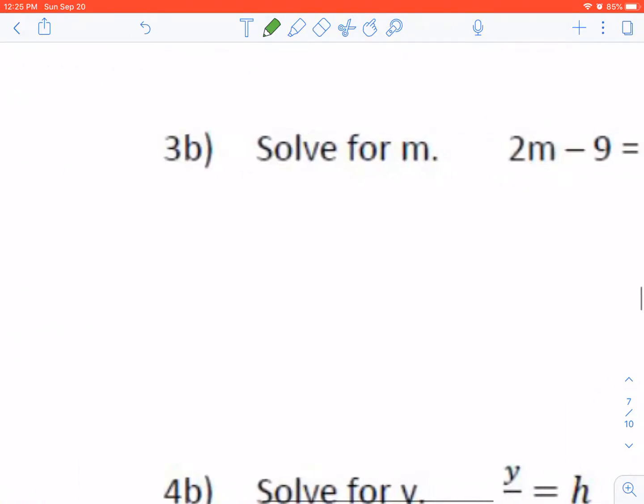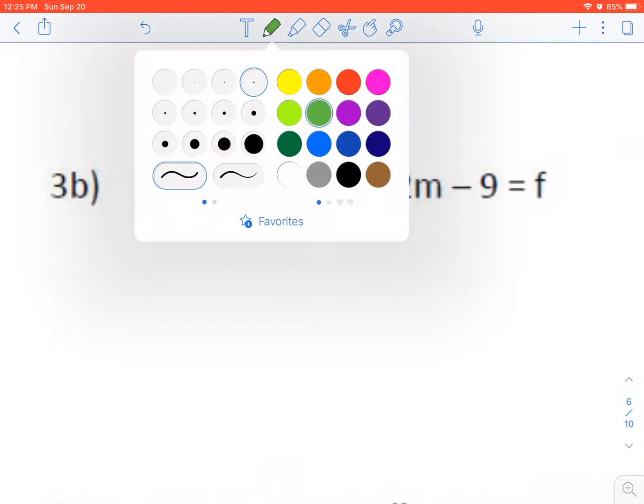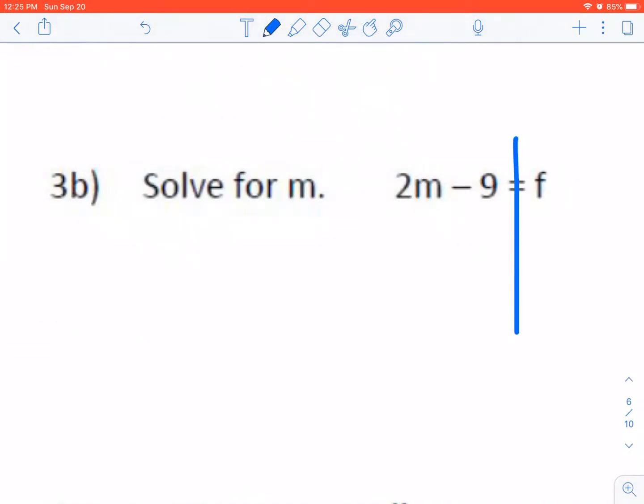All right, now let's go over to the literal equation. And we're going to do the same steps. It's just going to look a little bit different. We're going to solve for m. So I'm going to highlight my m. And so what we're going to do is the same thing. We're going to get rid of the things that are by that piece. We're going to leave the piece itself alone, and we're going to move what's next to it. The opposite of minus 9 is a plus 9. We're going to do that on both sides.